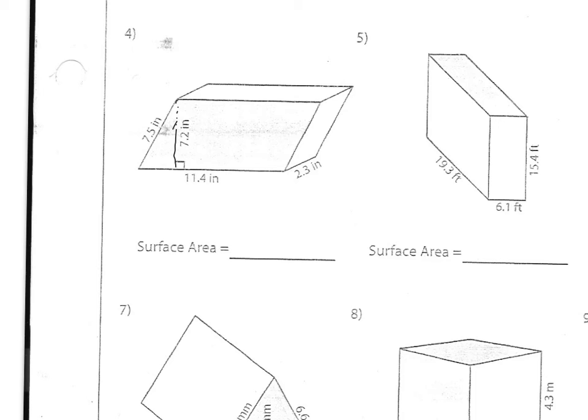So what I'm going to have to do is set up base times height for this first one, base and height. So I'm going to have 11.4 times 7.2. In this case, I'm going to multiply it by 2 because I'm going to have two of those sides.